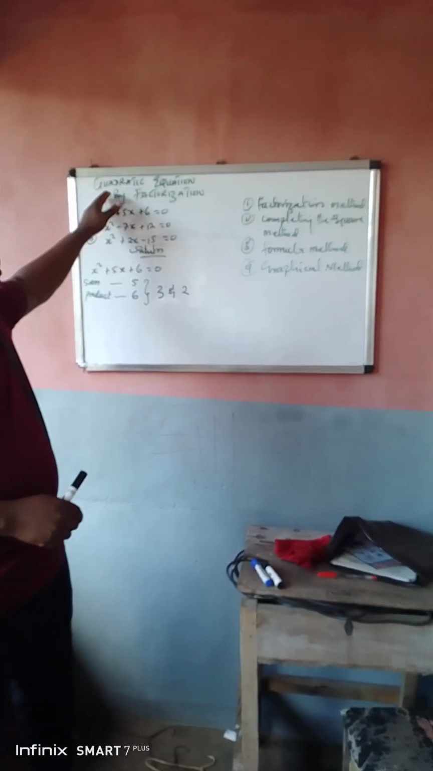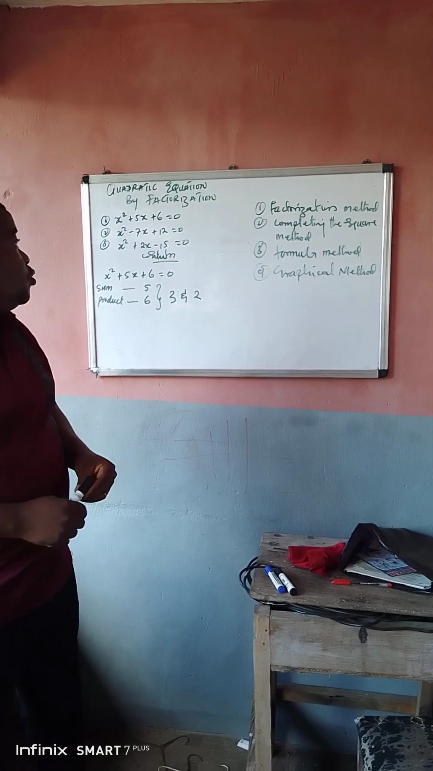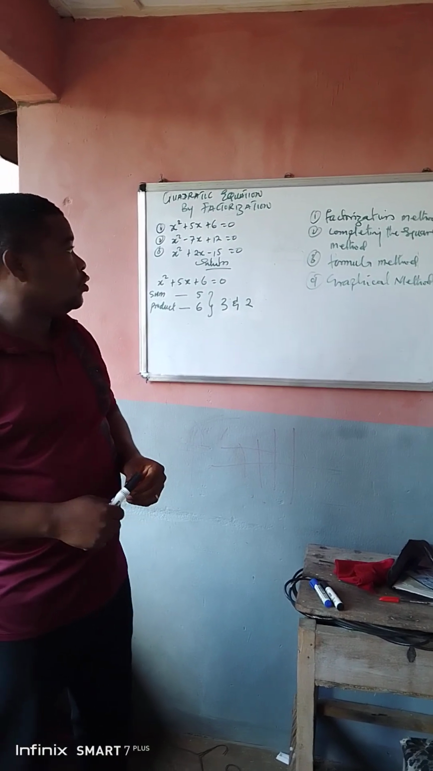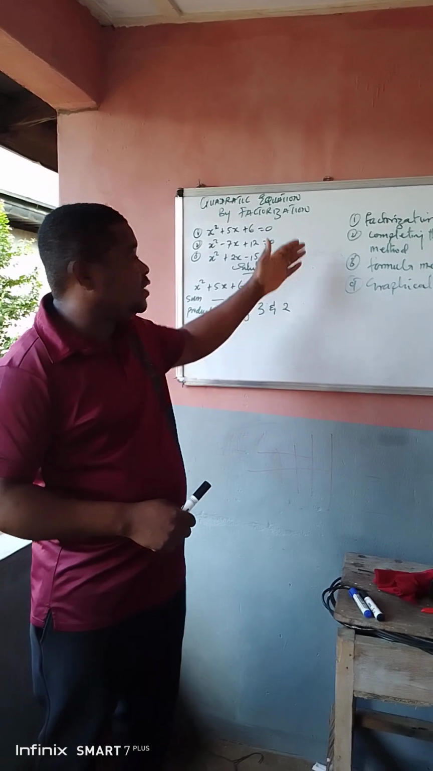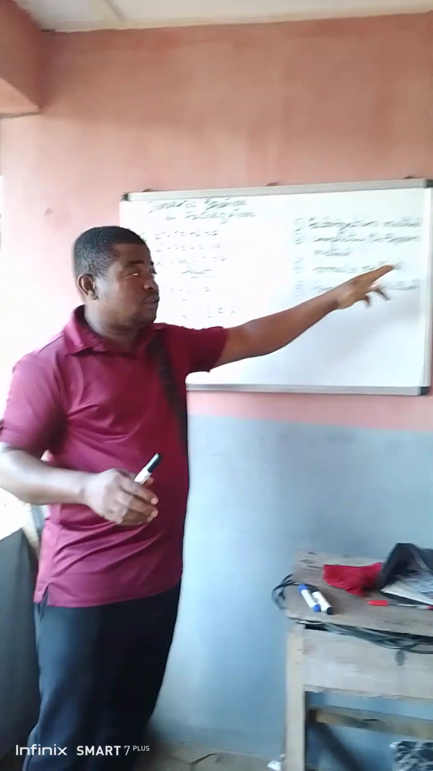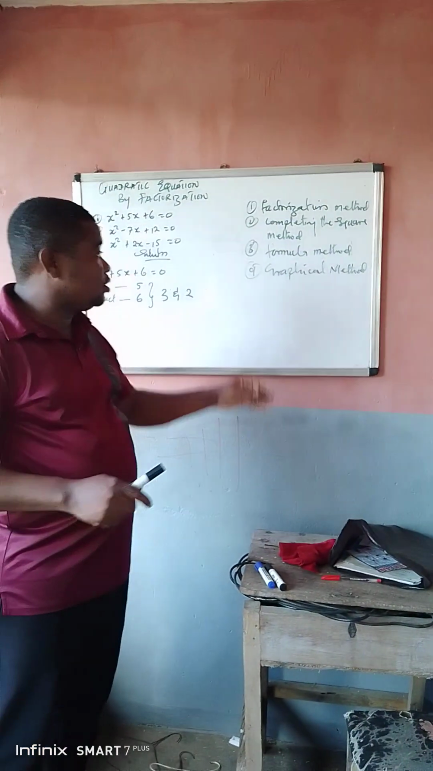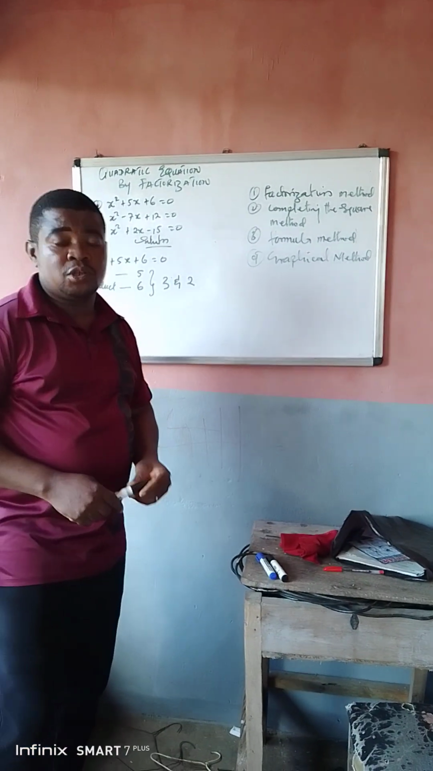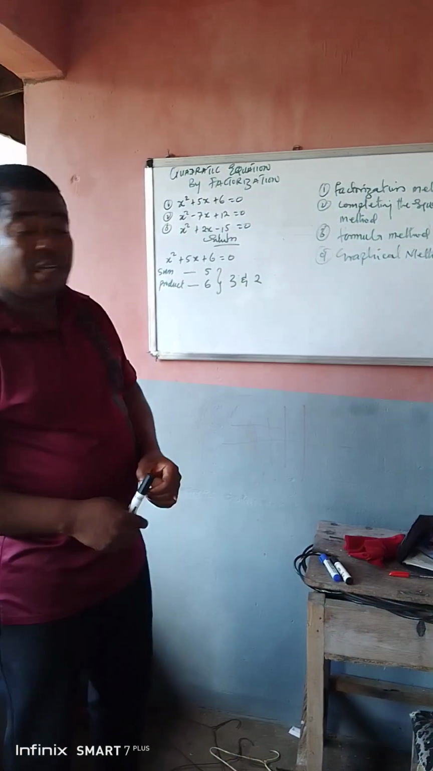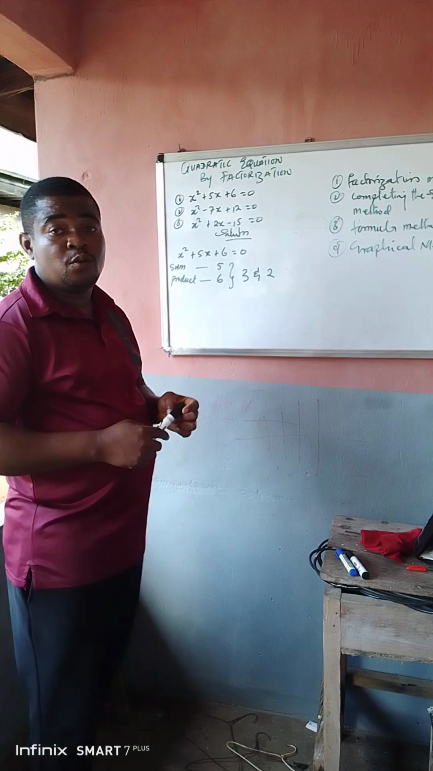Today we are looking at the quadratic equation, using the factorization method to solve it. Let us recall that there are different methods of solving quadratic equations. One method is the factorization method, the other is the completing the square method, the other is the formula method, and the last one is the graphical method. But for this evening, we shall be looking at the factorization method.